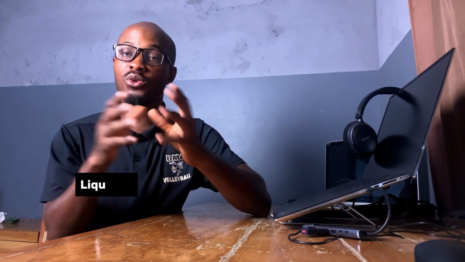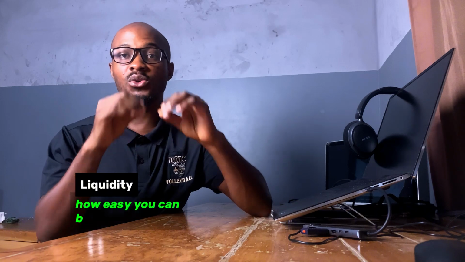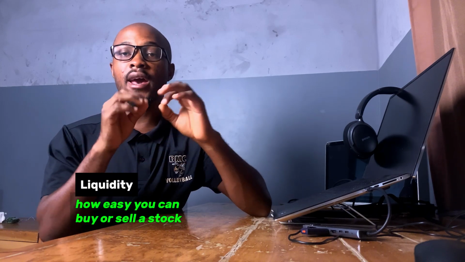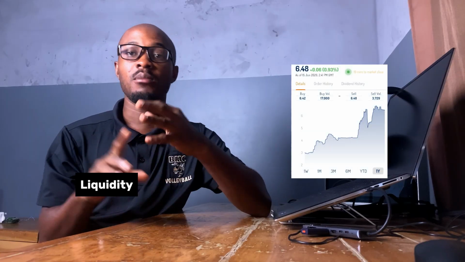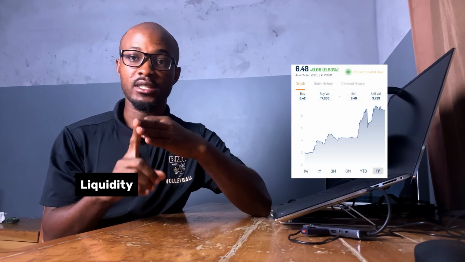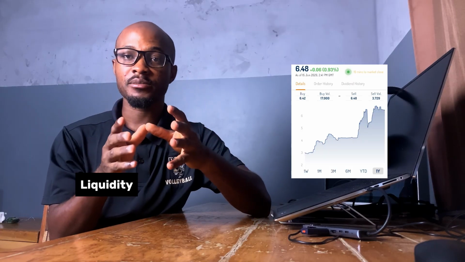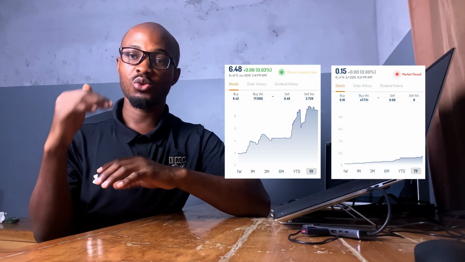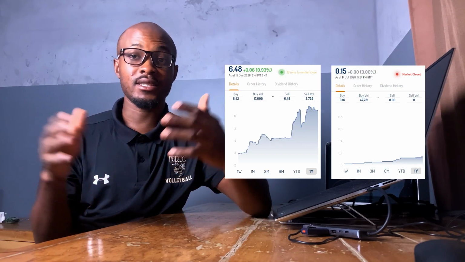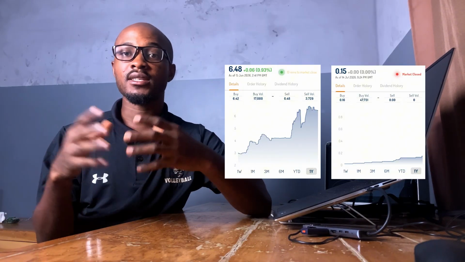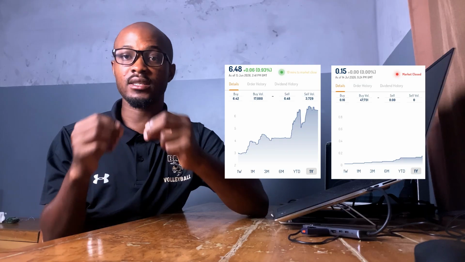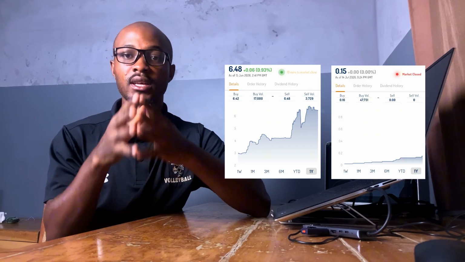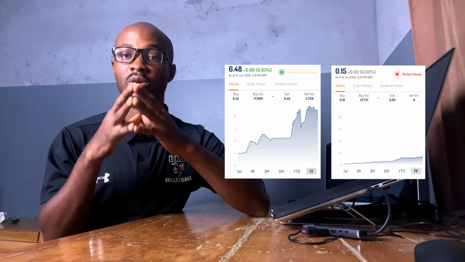So this brings us to another metric that you'll be hearing constantly in your investment journey, which is liquidity. Liquidity is simply the measure of how easily you can buy or sell a stock. A highly liquid stock has plenty of buyers, plenty of sellers, lots of trading activity, and usually a tight spread. A stock with poor liquidity is the opposite. Fewer buyers, fewer sellers, less activity, and a wide spread. The more buyers and sellers are in the market, the easier it is to trade. And more importantly, the easier it is to get out when you are ready to sell.